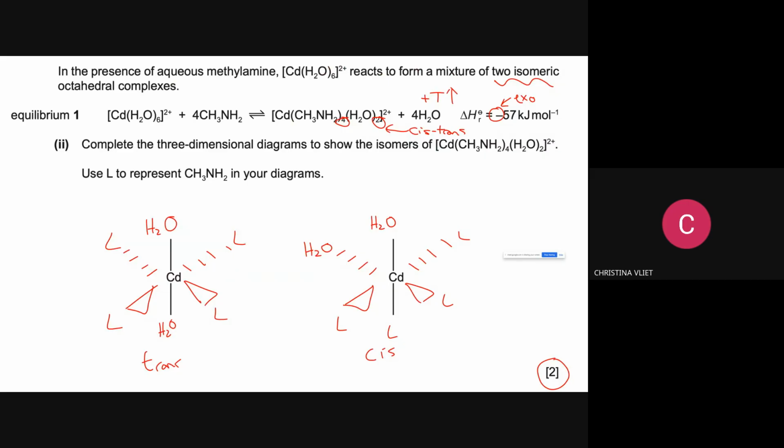What would happen to the K value? Well, first of all, what happens? The reaction is going to move to the reactant side. So more reactants are going to be made than before when I raise the temperature. That's the idea. So if more reactants are made, what does that tell me about the K value? It's going to decrease. Why?